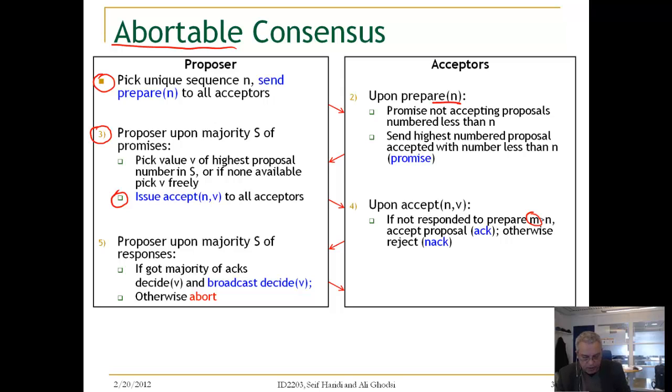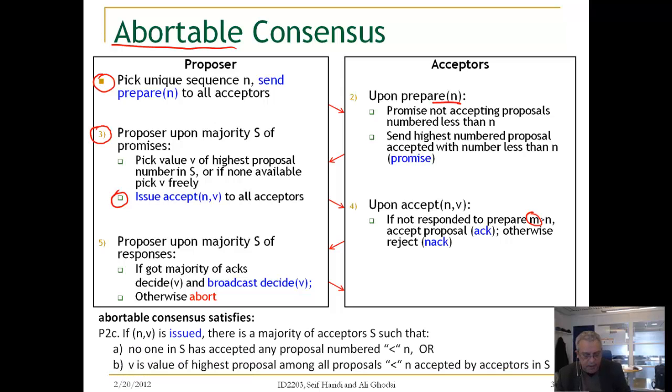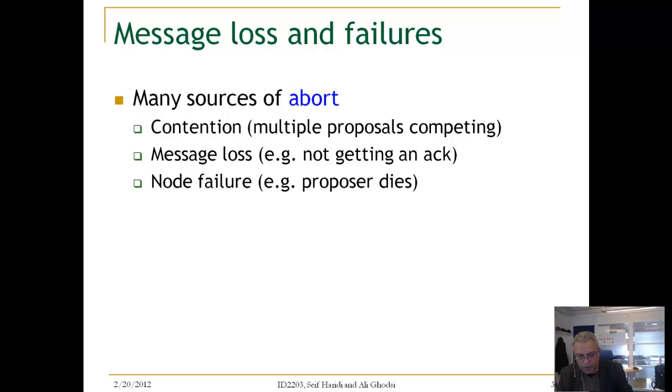Once you get a majority of acknowledgements, then you can decide. And again, to make it clear, the whole idea of the prepare phase is to ensure that V is the value of the highest proposal among all proposals less than n accepted by acceptors in S. So a prepare phase basically reserves the acceptors for not accepting any proposal less than n. Therefore, when somebody issues a proposal, it knows that it is the highest value among all proposals less than n. Okay, fine. You remember that?